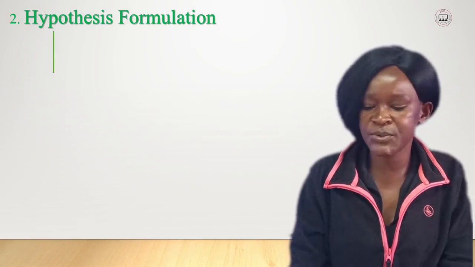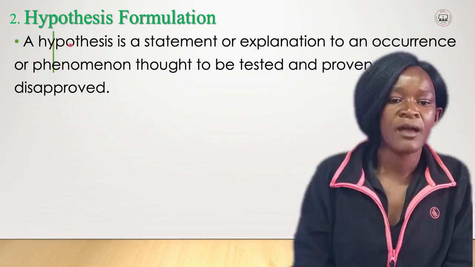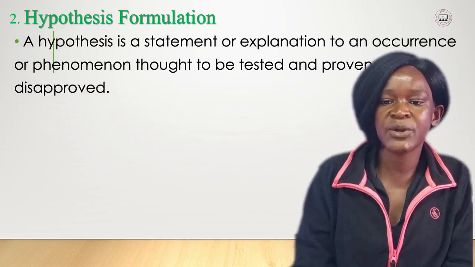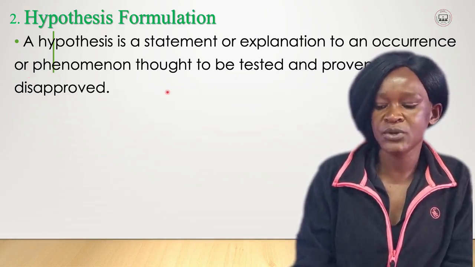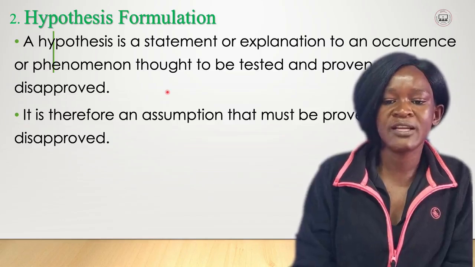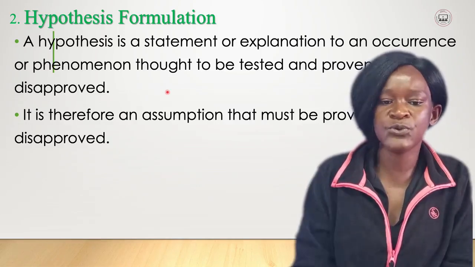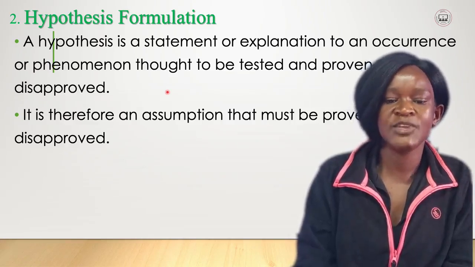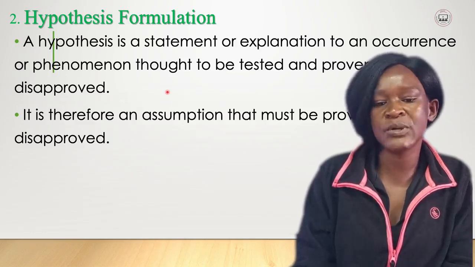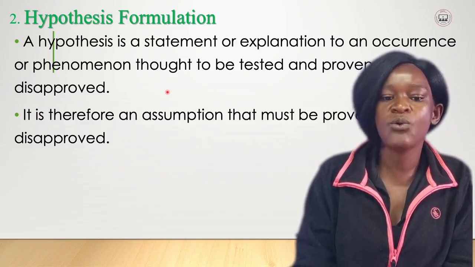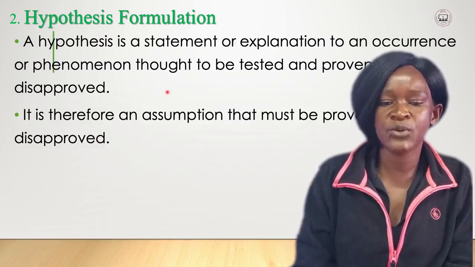Then the next stage, which is stage number two, is what we call hypothesis formulation. A hypothesis is a statement or explanation to an occurrence or phenomenon thought to be tested and proven or disproved. So it is therefore an assumption that must be proven or disproved. When you have identified the problem, the next step for you is to have the guess answer. That guess answer is not actually the fact, it's just your opinion. So that opinion needs to be proven or disproved. That opinion or guess answer which you are having, that's what we call hypothesis formulation.